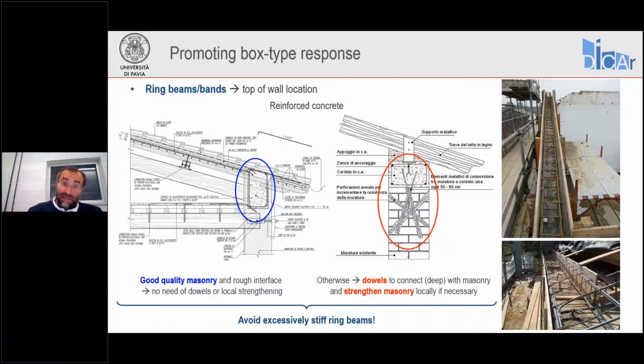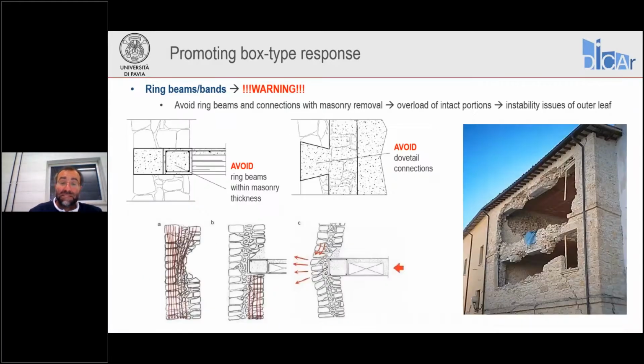The fact that the concrete ring beam is very stiff compared to the masonry, basically without any connection, may result in relative sliding, relative movement, or actually the ring beam somehow tearing the masonry below during this sliding movement and causing a collapse of the masonry below. We have observed this in the past. The thing to be very careful is to avoid this kind of details.